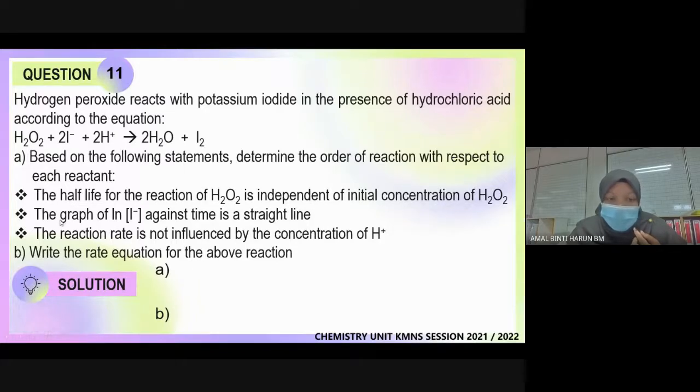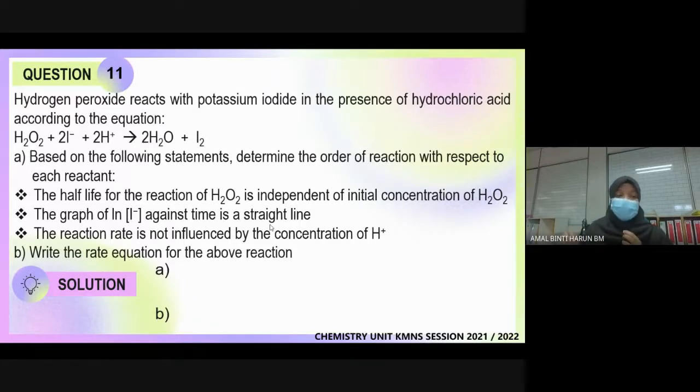Then, look at the second statement. The graph of the ln iodide concentration against time is a straight line. So, kalau graph ln concentration versus time dapat straight line, it belongs to first order. Check balik table kamu, yang linear graph tu. So, linear graph kalau ln versus time adalah first order. So, it is first order with respect to I minus.